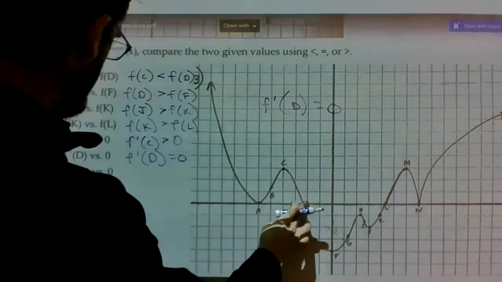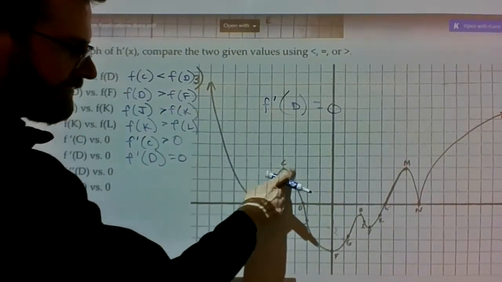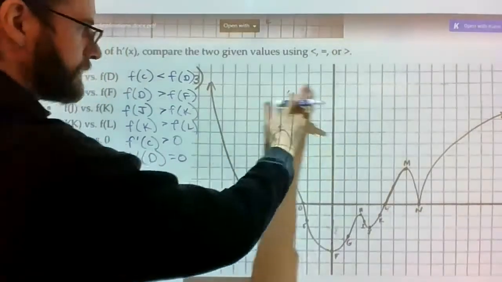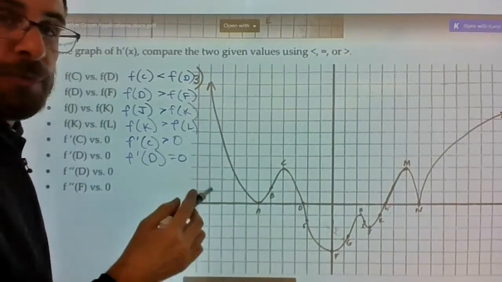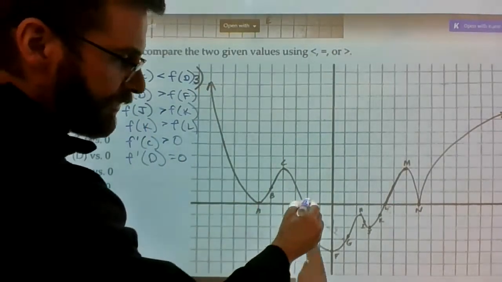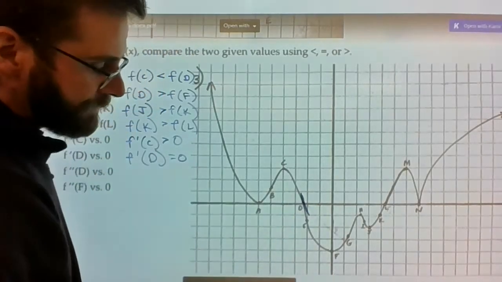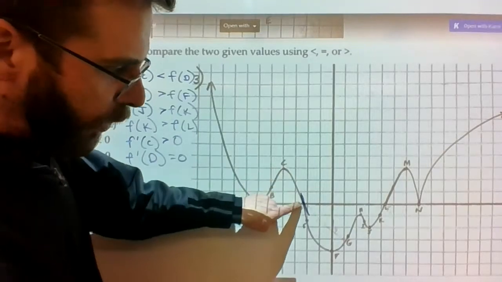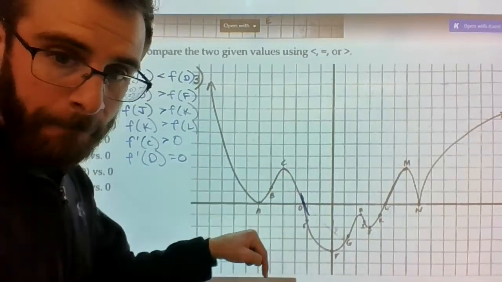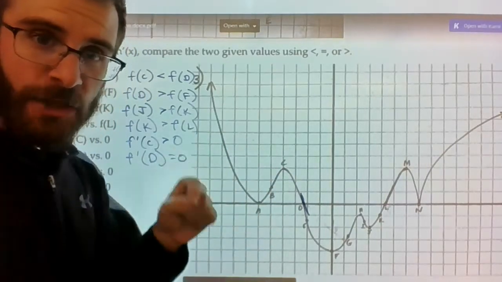Here's another one. What's the second derivative at D? Well, the second derivative would be informed by the slopes of the tangent lines to f prime. The slope of the tangent line at that point would be a negative number, which means the second derivative is negative.